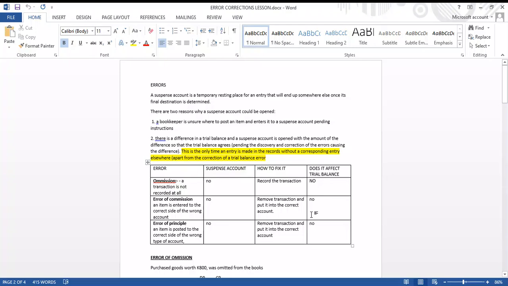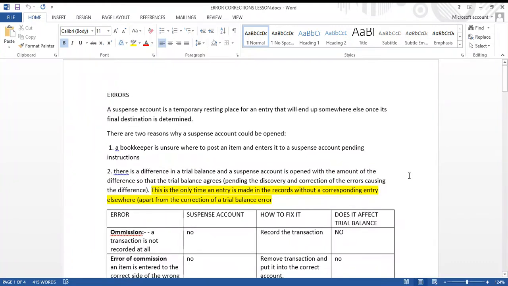All right, so we're looking at errors and error corrections. Usually you're going to hear about something called a suspense account. This is where you place an entry if you do not know where to place it. It's like a temporal resting place for an entry until you find the correct place to post it.